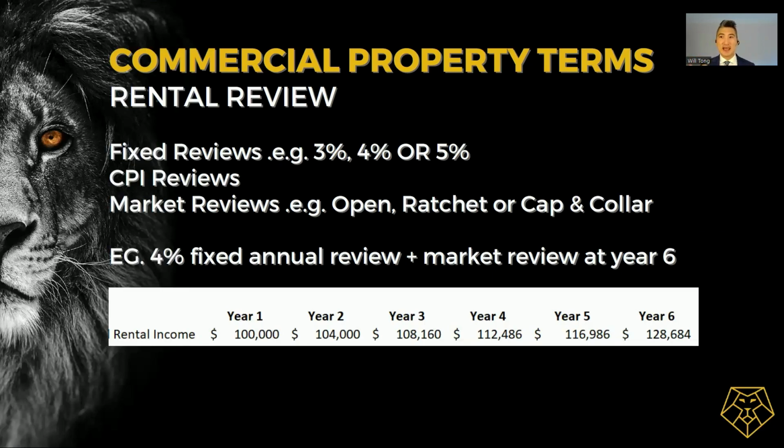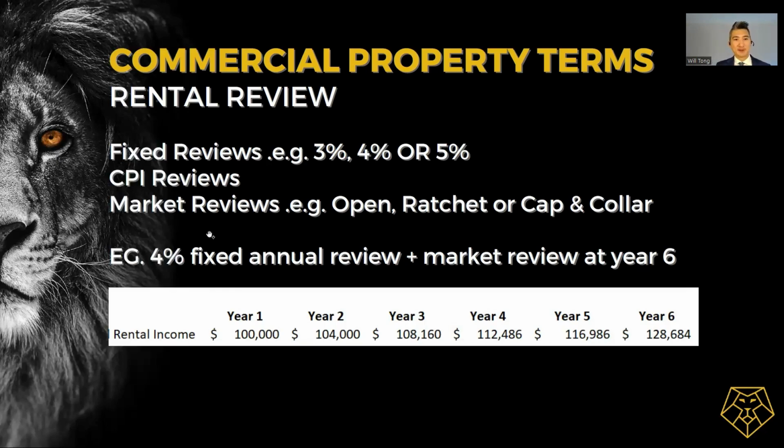And then there's also a cap and collar, which means that the market review cannot exceed a certain amount, which is a cap, and it also cannot go below a certain amount, which is a collar. For example, it could be an open market review with a cap of 10% and a collar of 10%. Which means the rent cannot go above 10% of the previous year, and it cannot go below 10% of the previous year.